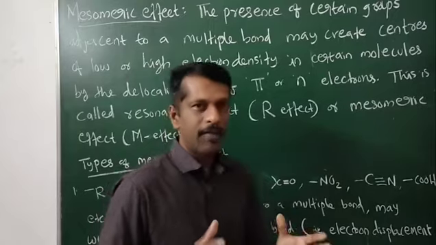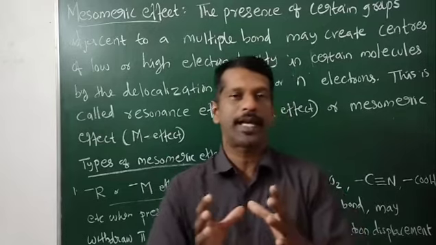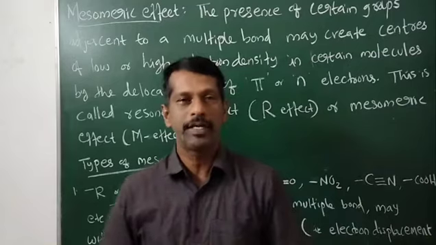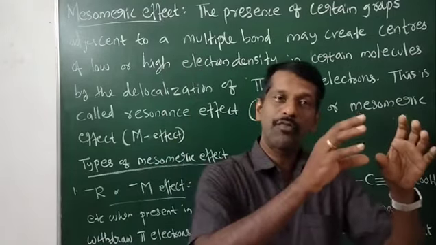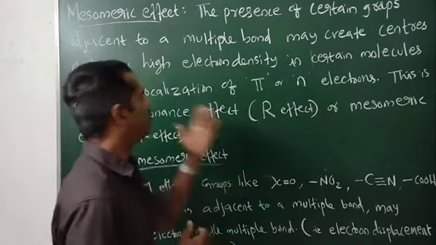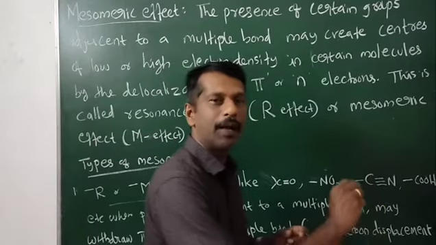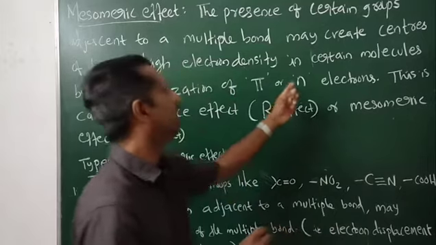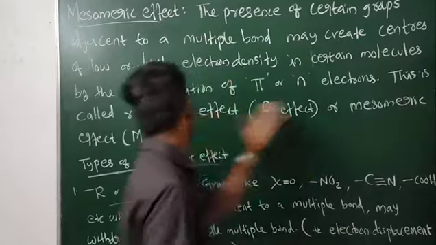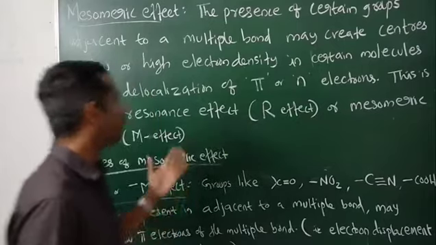So when certain groups are adjacent to a double bond or a triple bond, they will create centers of low or high electron density in certain molecules by the delocalization of pi electrons present in the multiple bonds, or n electrons, that is, delocalization of lone pair electrons. This is called resonance effect, R effect, or mesomeric effect.